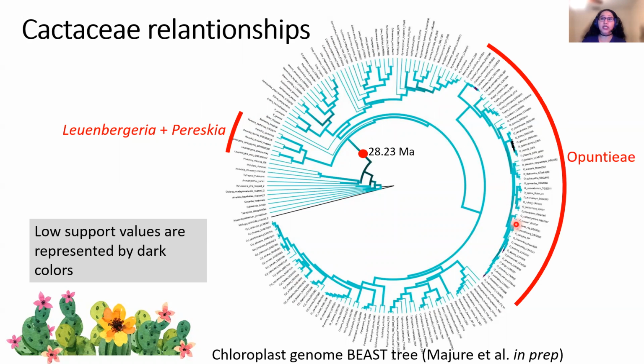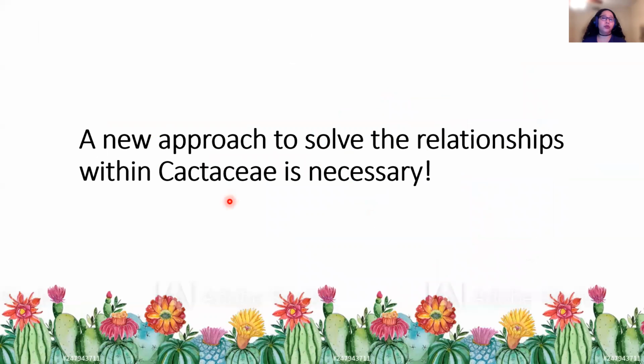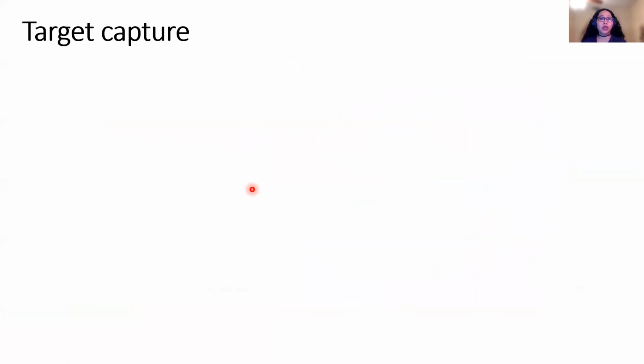Next, Opuntieae is a huge clade inside Cactaceae. As you can see, it has the shortest branches across all the other main clades, and it has low support values on the tips. Closely related species don't have well-supported relationships. With this, we know that a new approach to solve the relationships within Cactaceae is necessary, because even including whole genomes of the chloroplast, we cannot solve all the relationships. And we decided to use target capture for this.